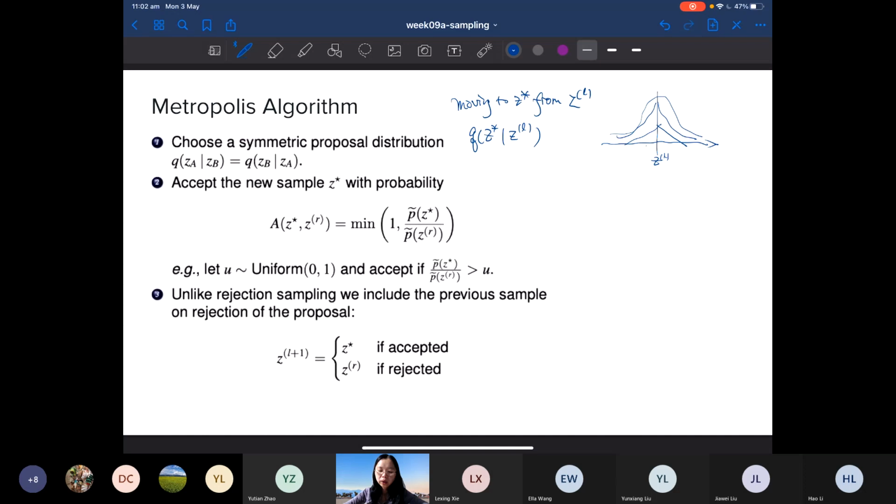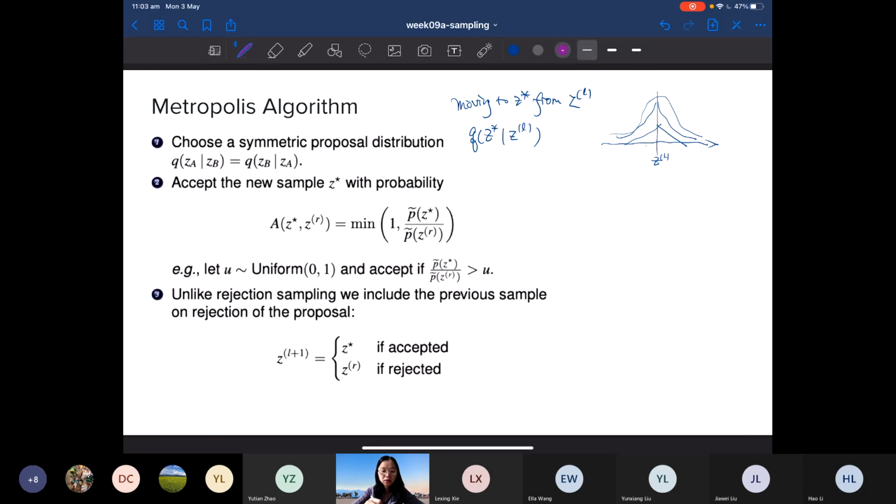And we accept the new sample Z star with the probability that it's the minimum between 1 and the ratio of the two unnormalized probabilities P tilde. Right. What does this mean? So in plain English, the minimum of 1 and this ratio basically means that we can implement this using a uniform random variable on the unit interval again. Because it's a probability, we don't want it to be greater than 1.